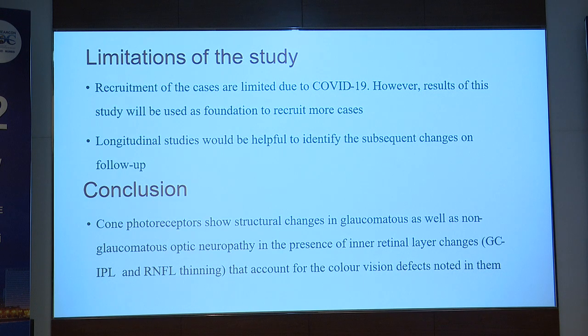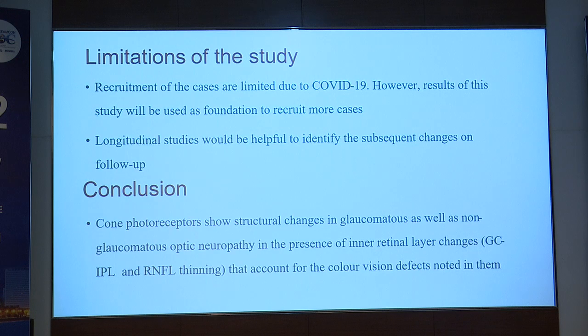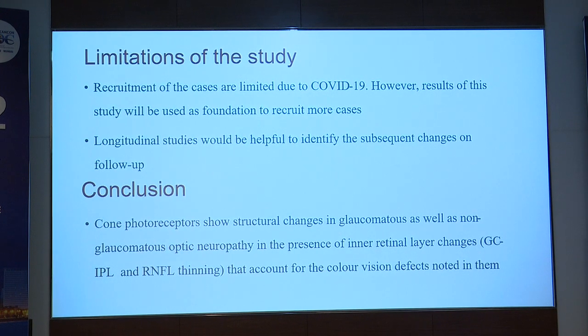So the conclusion is that cone photoreceptors do show structural changes in optic neuropathies in the presence of these inner retinal layer changes, and probably this is the reason why you're getting the color vision defects in them.